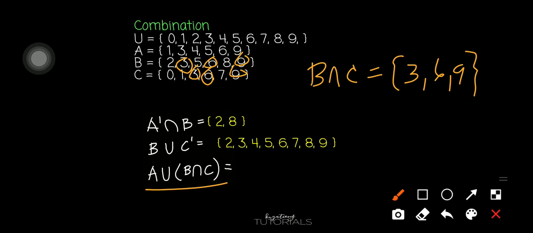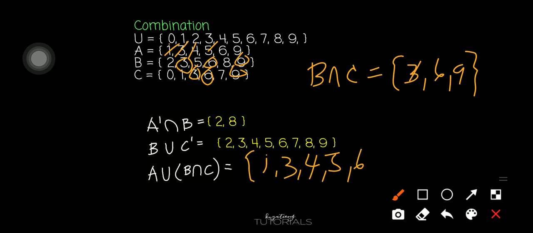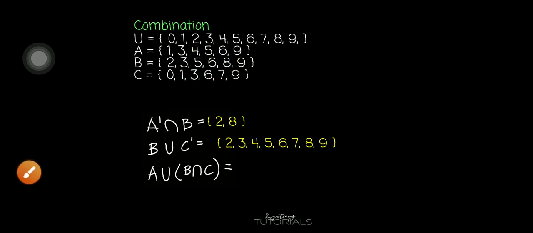Okay, so we unite it with A. This is going to be 1, 3, 3, and 3, 4, 4, 5, 5, 6, 6, and 6, and 9. Okay, so 1, 3, 4, 5, 6, 9.